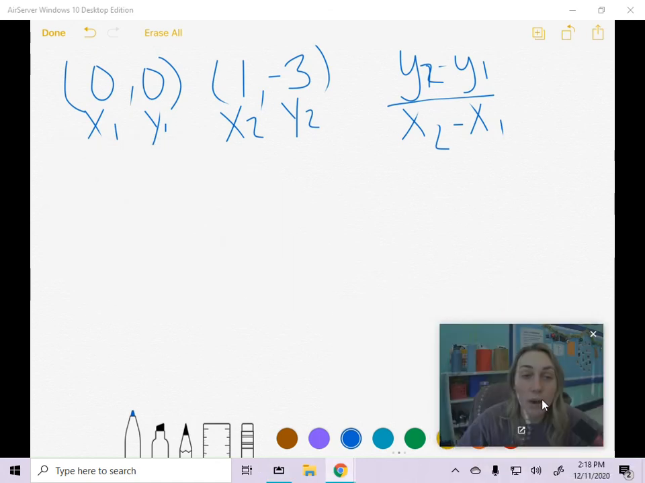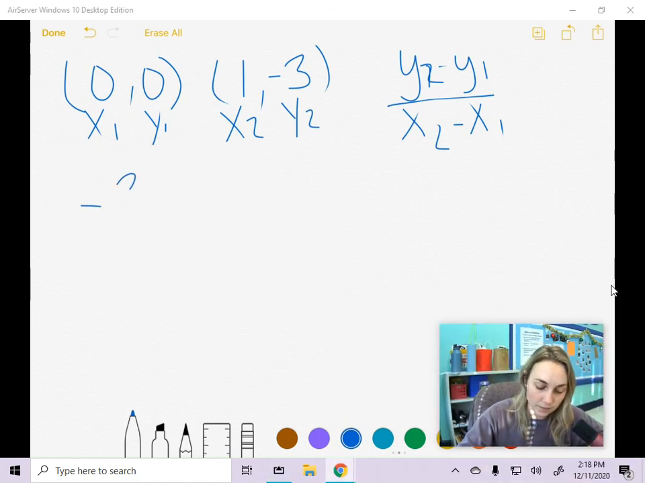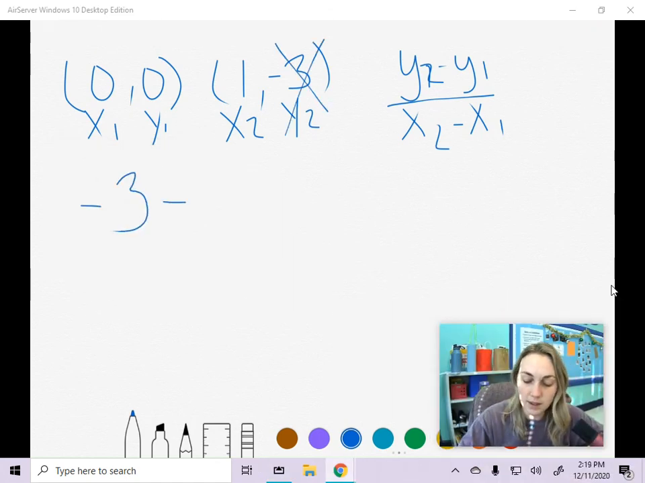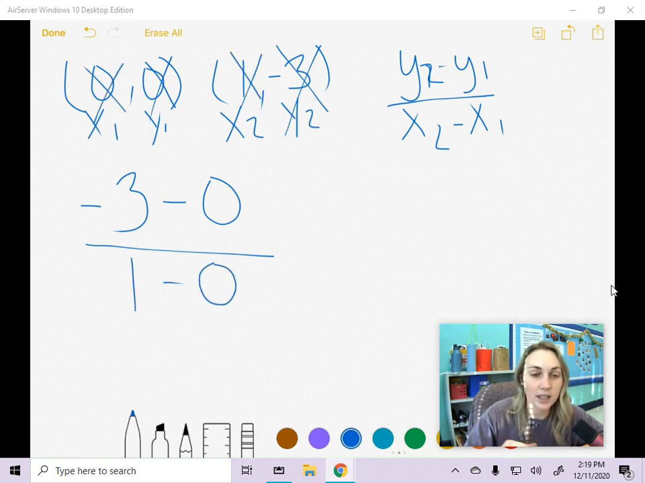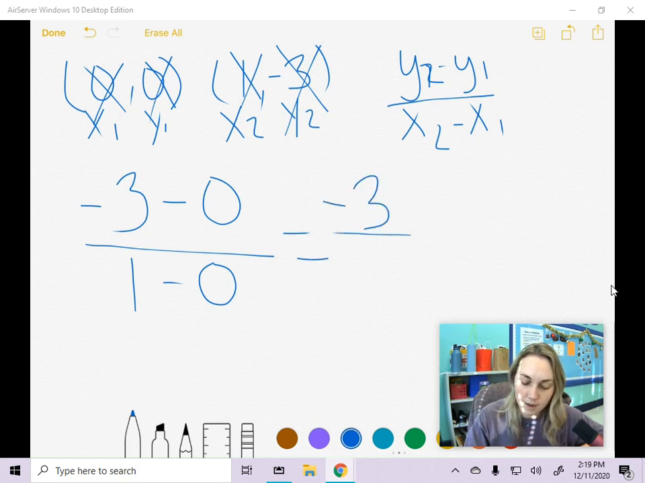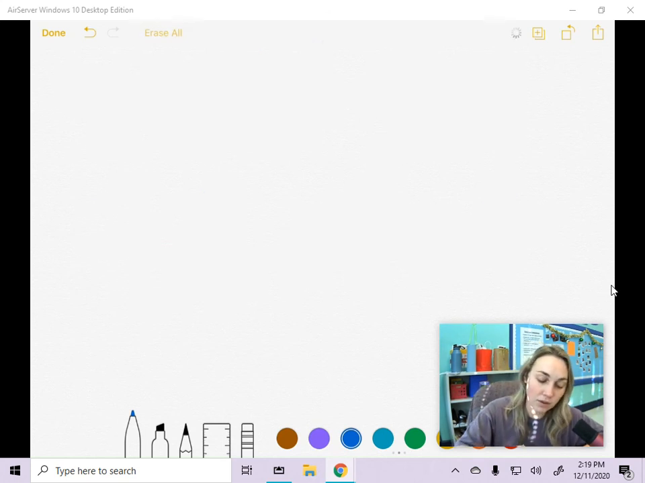What I need first is y2. y2 is -3. I'll mark that out. Next, I need y1. y1 is 0. Mark it out. And then I need x2, which is 1. Mark it out. And I'm going to subtract that by 0, which is x1. -3 minus 0 is -3, and 1 minus 0 is 1. -3 over 1 can be reduced to -3, so therefore -3 is our slope.